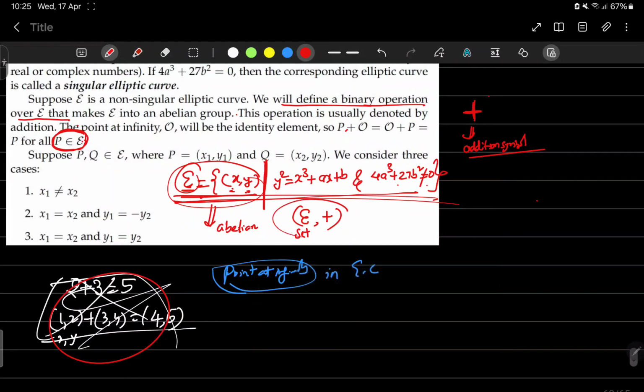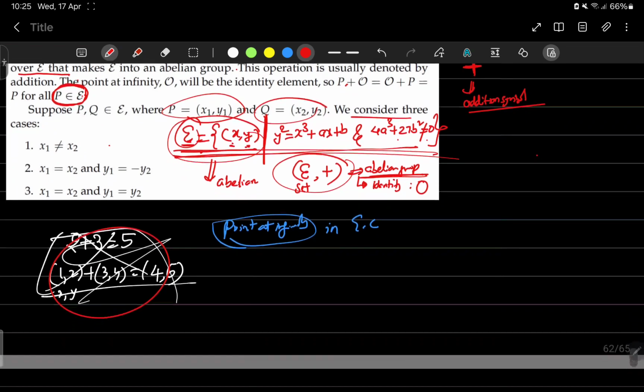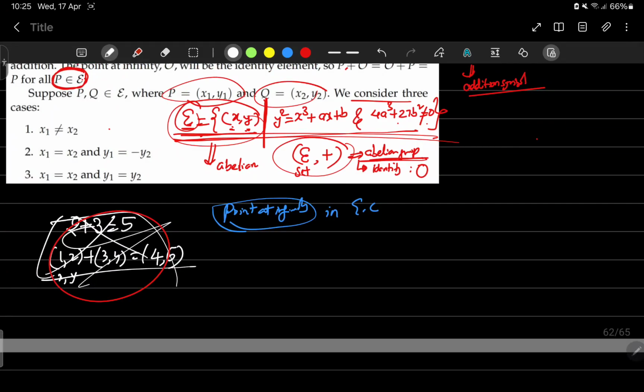So now we are saying this set is an abelian group. Whenever we say abelian group, we have to tell some basic things, like the identity element. What is the identity element here? The point at infinity, capital O. Let's suppose P, Q belong to E. That means P, Q are coordinate points (x, y) which satisfy this equation, and we consider three cases. First, x1 not equal to x2. In this case we don't bother whether y1 equals y2 or not; we club it as one case. Second, x1 equals x2 and y1 not equal to y2. Third, y1 equals minus y2 with x1 equal to x2. So these are the three cases.